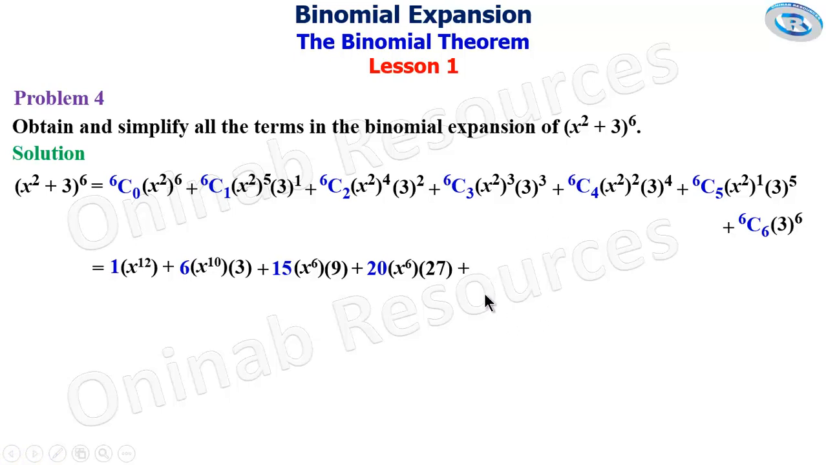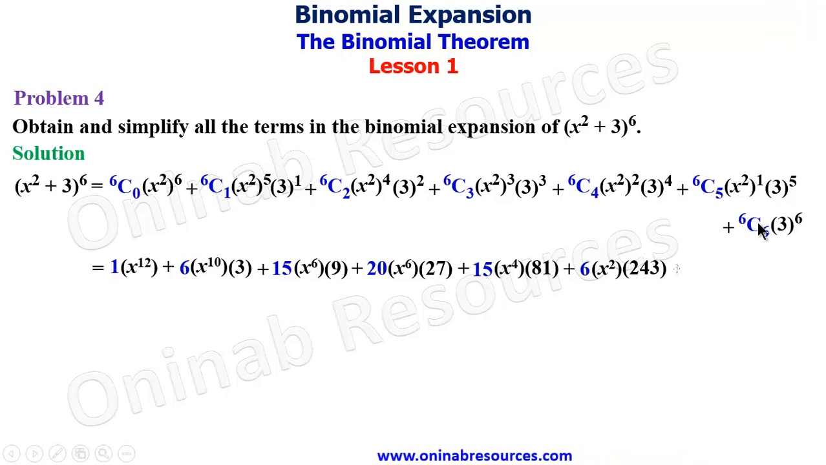This is going to give us plus 15x raised to power 4, then 81, then plus 6 combination 5, which will give us a 6x squared, then times 243, since 3 raised to power 5 gives 243, then plus 1, which is 6 combination 6, then 3 raised to power 6 gives 729.